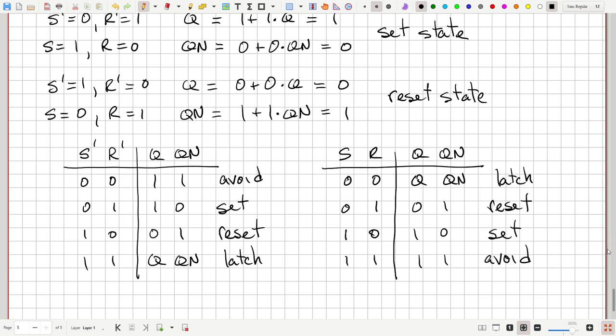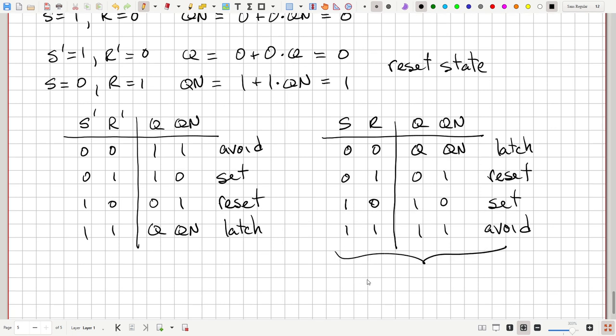And if you look at that, that is just the SR latch truth table. So you can see what happens with the S-bar, R-bar latch. It gives you the same results as the SR latch, but where you're treating the inputs as the inverse of the S and the R variables. Now we're going to find that this is actually a very useful device, and we're going to use it later to construct a static random access memory cell, or an SRAM cell.